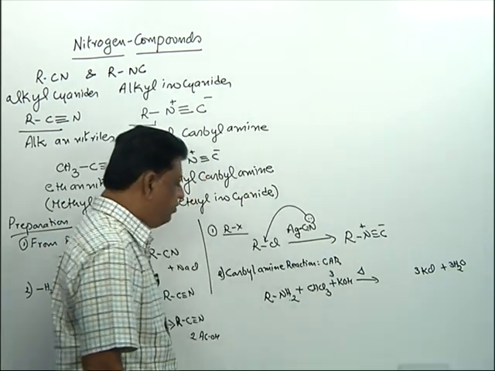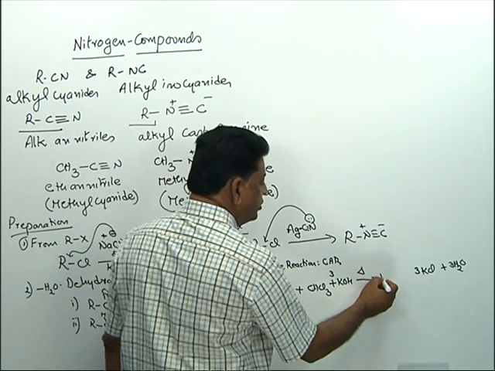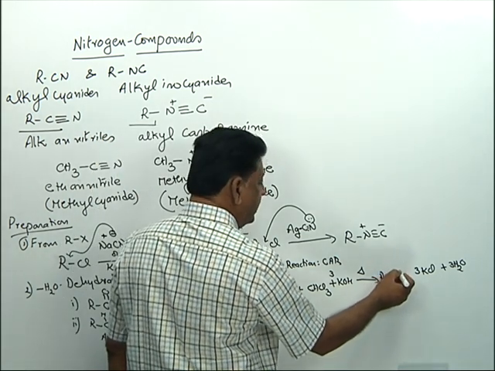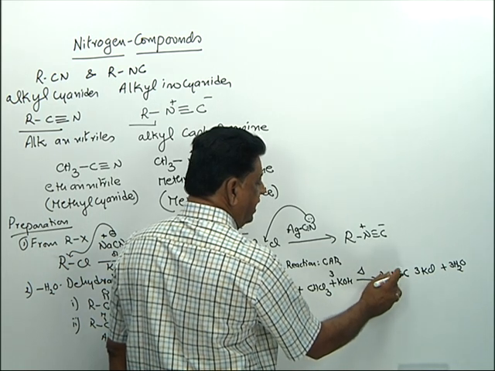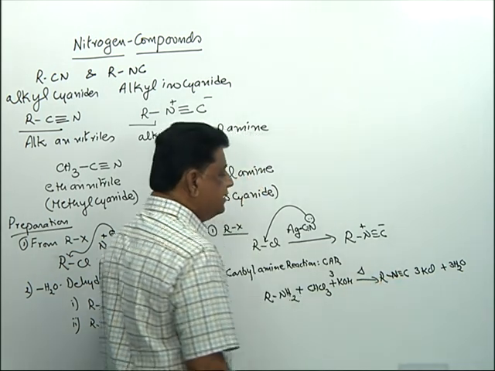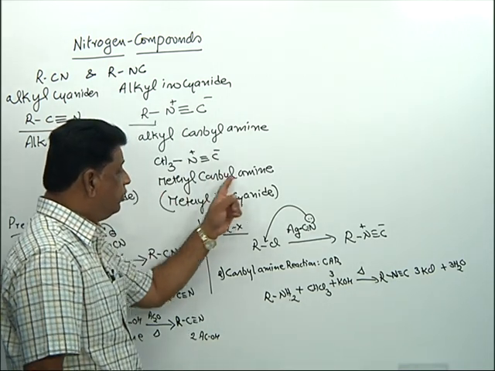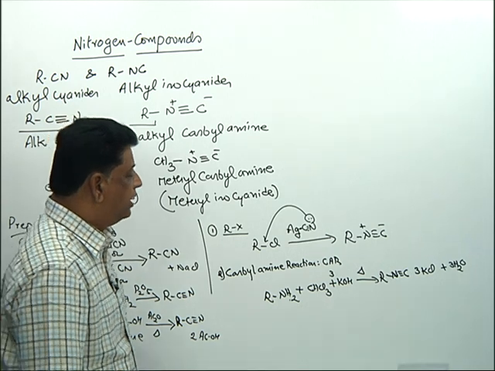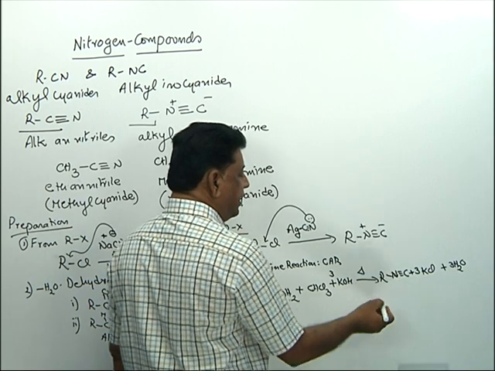Then what is left over? R with N here, carbon here, these two will join, and you will get RNC. This is a reverse type of compound, not CN, but NC. Such a type of compound is called an isocyanide. Isocyanides are commonly also known as carbylamines, so the carbylamine is formed. So the reaction is known as the carbylamine reaction.